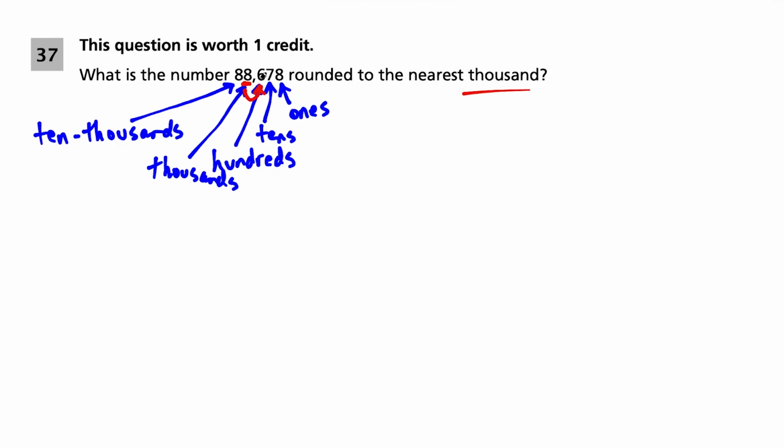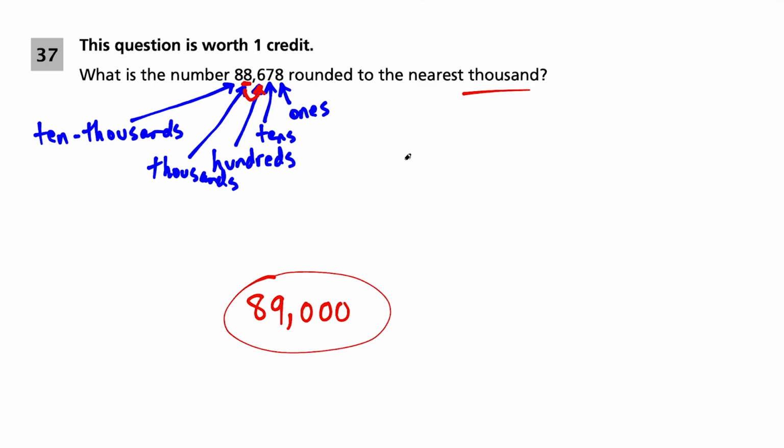And if the number to the right is 5 or higher, you round up to the next, in this case, 1,000. So after 8,000 would be 9,000. So we're going to round this number to 89,000. Okay, so we're rounding to 89,000. So here's our solution to 37.